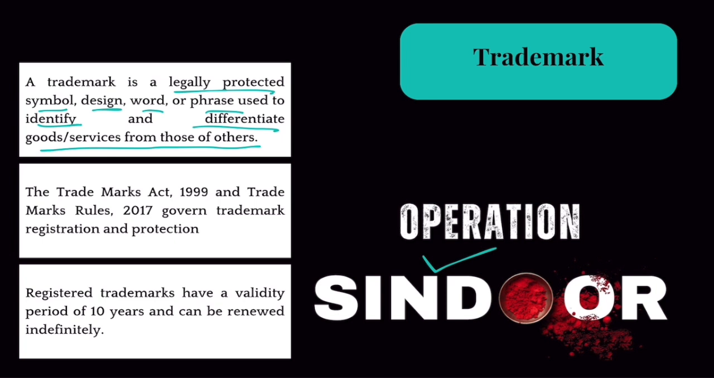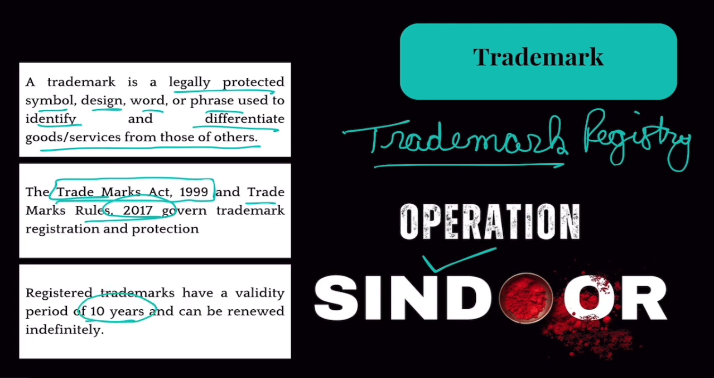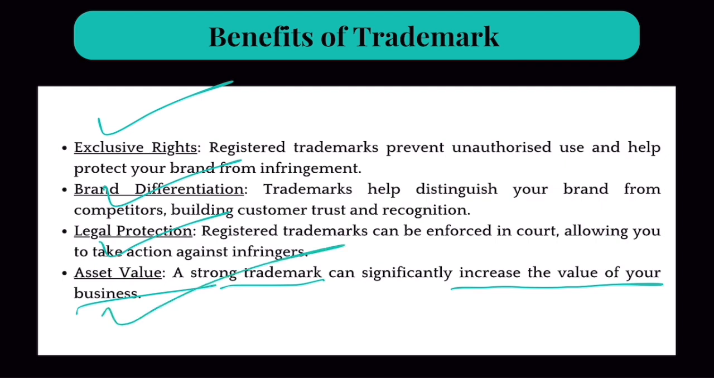Now, in India, trademarks are protected under the Trademarks Act 1999 and Trademark Rules 2017. You have to register your trademark at the Trademark Registry, the official organization for registering trademarks in India. Once you have registered your trademark, it is valid for 10 years, but you can renew it unlimited number of times. Clear? Now, what are the advantages of having a trademark, this intellectual property right? It gives you exclusive rights, it gives your brand differentiation, it gives you legal protection. Plus, a strong trademark can significantly increase the value of your business. If you have studied intellectual property rights, you know this already.